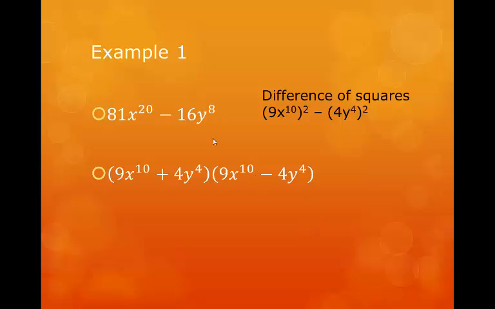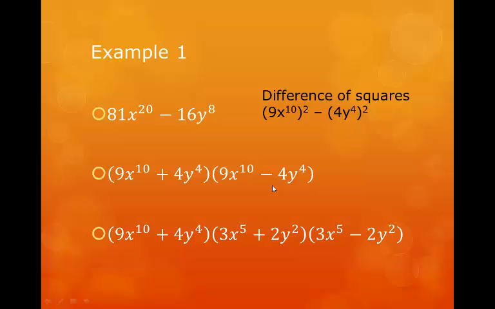Now, when you look at this factor here, notice 9x to the 10th is also a perfect square, and 4y to the 4th is also a perfect square. So we have a sum of perfect squares, which we can't factor with real numbers, and then we have a difference of perfect squares right here. So let's factor this again. And when we do that, the 9x to the 10th plus 4y to the 4th stays where it is. The 3x to the 5th plus 2y squared and the 3x to the 5th minus 2y squared are the factors of this term right here. And so those factor completely.